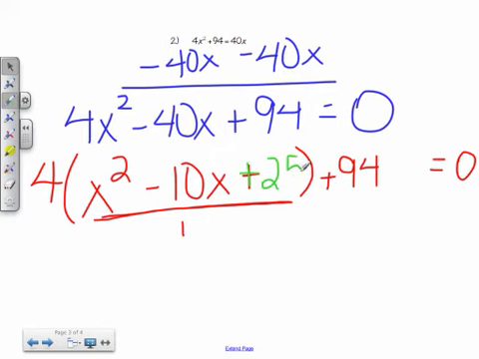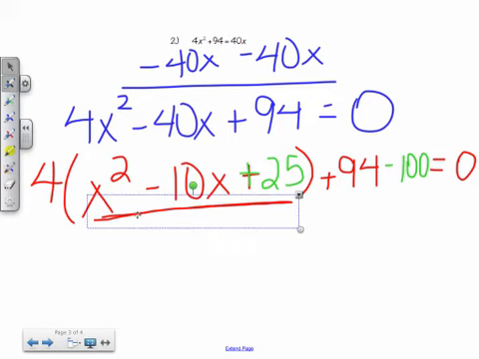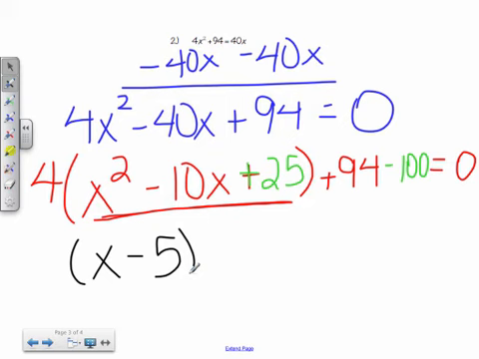But I'm technically adding the 4 times the 25 right here. So 4 multiplied by 25 is 100. I'm technically adding 100, so over here I need to subtract 100. So now I can factor what's inside of here. This ends up being 4 times (x minus 5) quantity squared, and then combine these like terms, I get -6 equals 0.